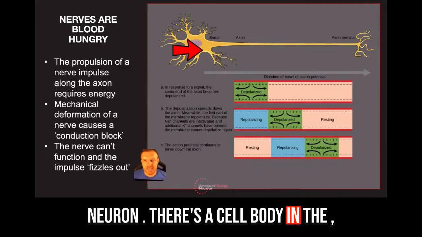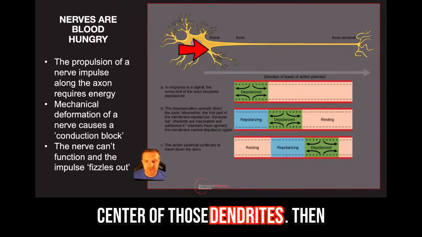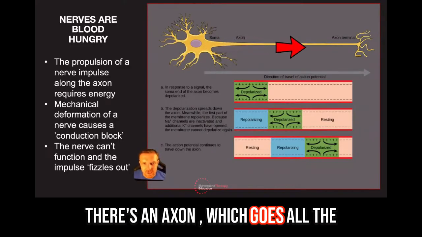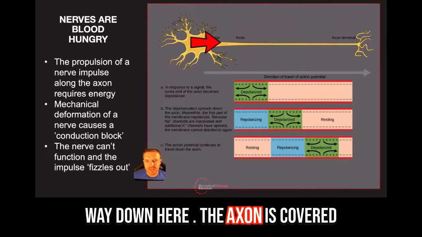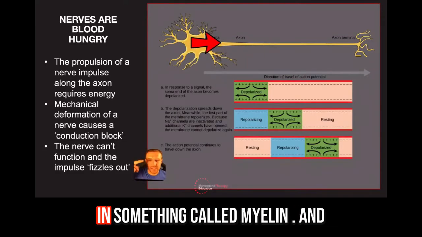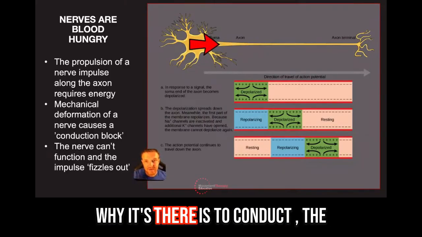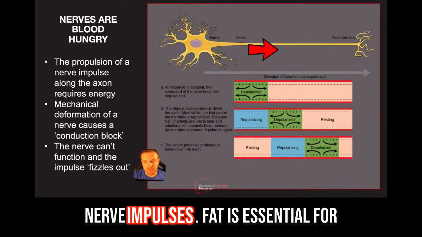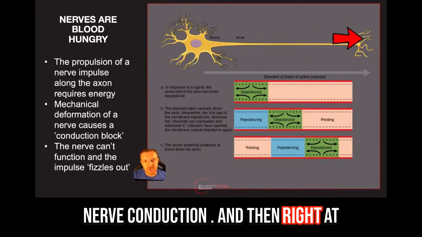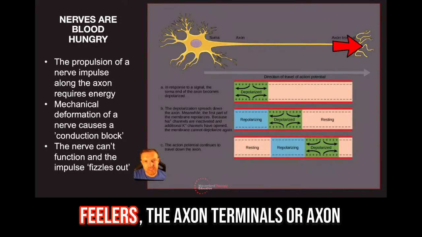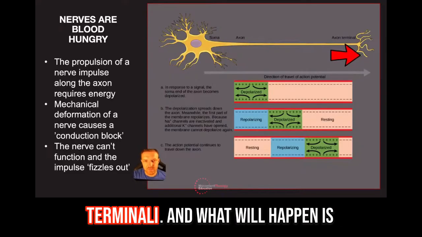There's a cell body in the center of those dendrites. Then there's an axon, which goes all the way down here. The axon is covered in something called myelin. And myelin is fat, and the reason it's there is to conduct the nerve impulses. Fat is essential for nerve conduction. And then right at the end here, we've got these little feelers, the axon terminals.